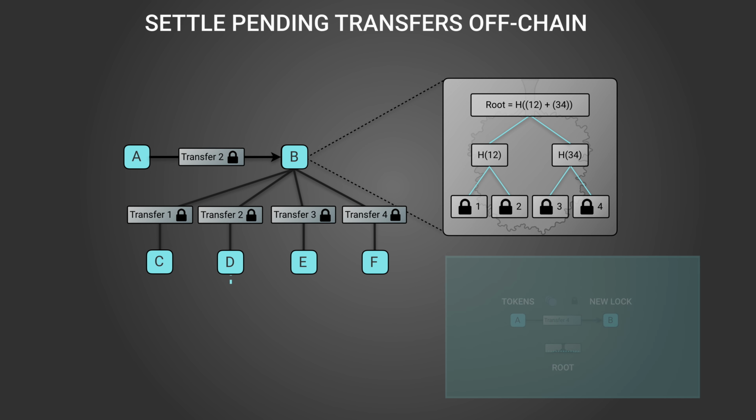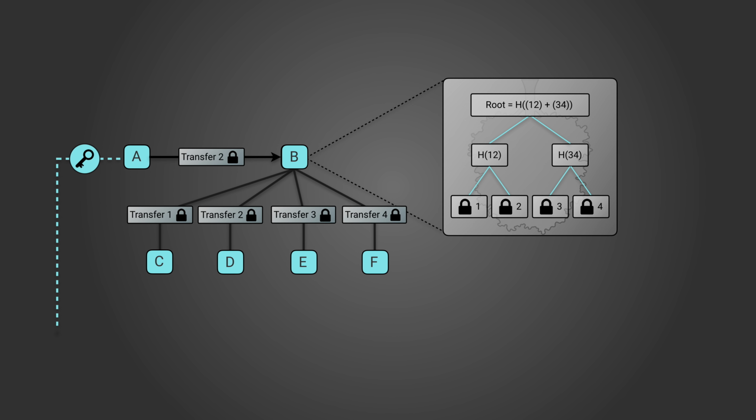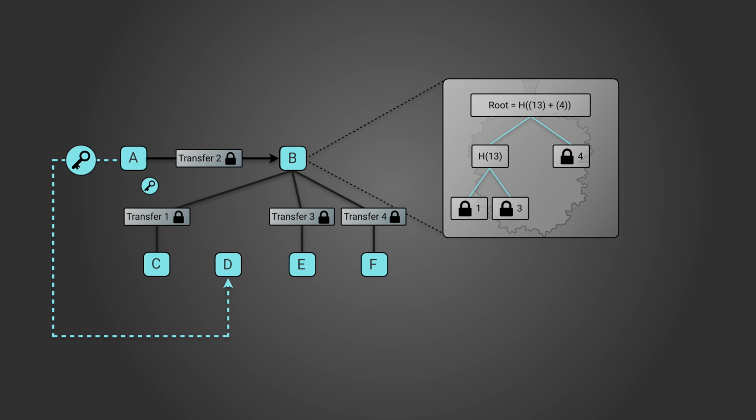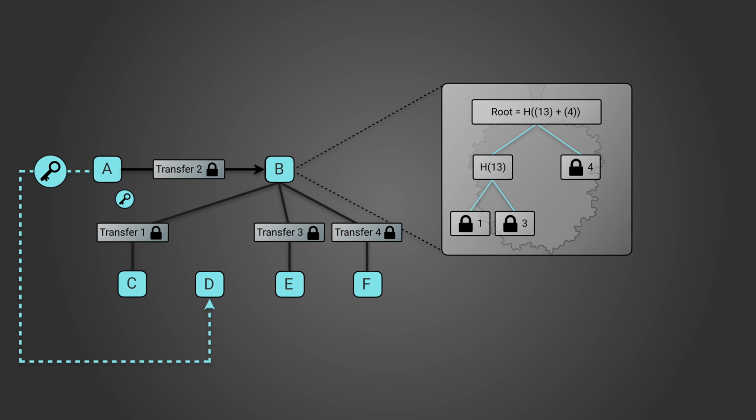The protocol continues, and Dave now requests the secret to unlock his pending transfer. Dave receives the secret, sends the secret to Bob, who proceeds to unlock Lock 2 containing Dave's payment, and Bob then sends the secret to Alice, who proceeds to pay Bob. Notice that the Merkle tree no longer contains Lock 2, and consequently the Merkle root has also changed.